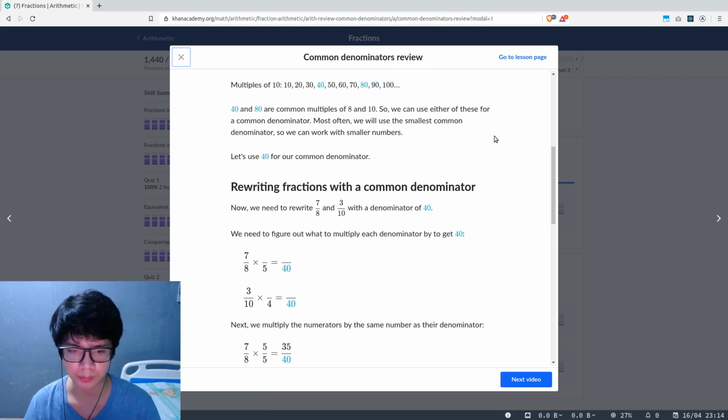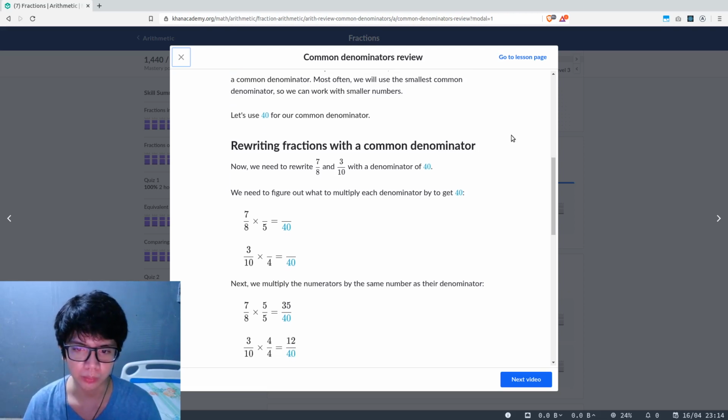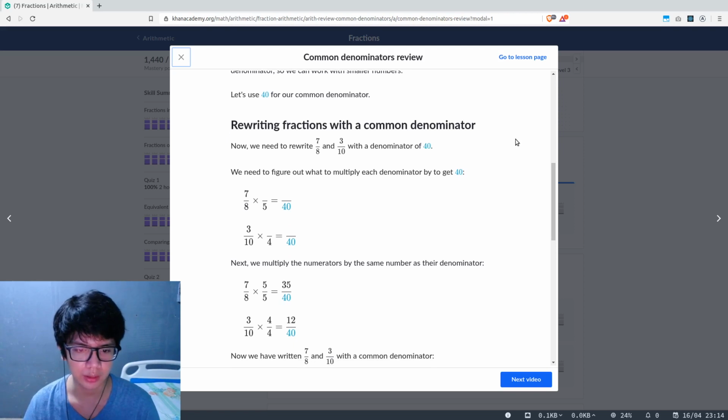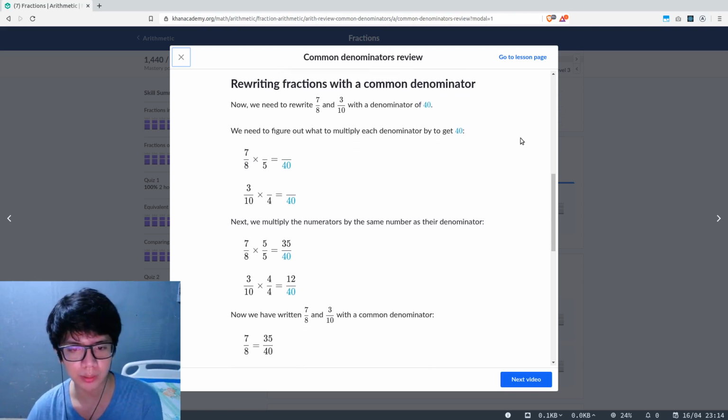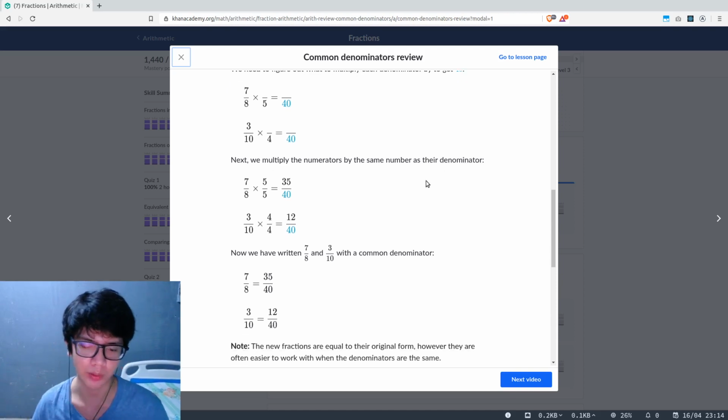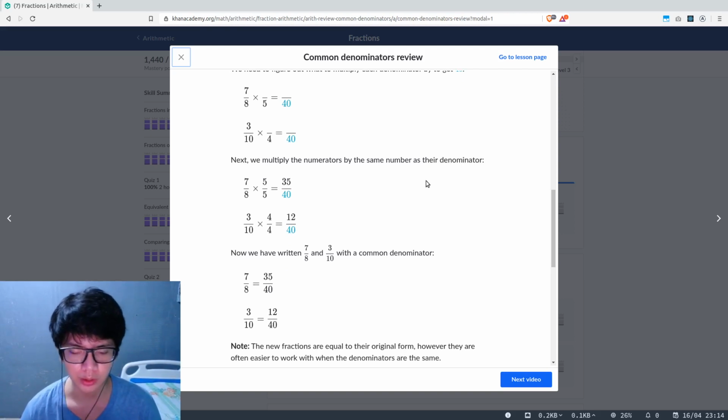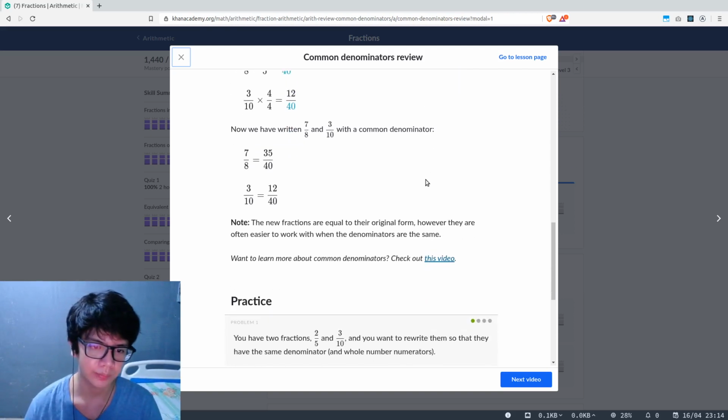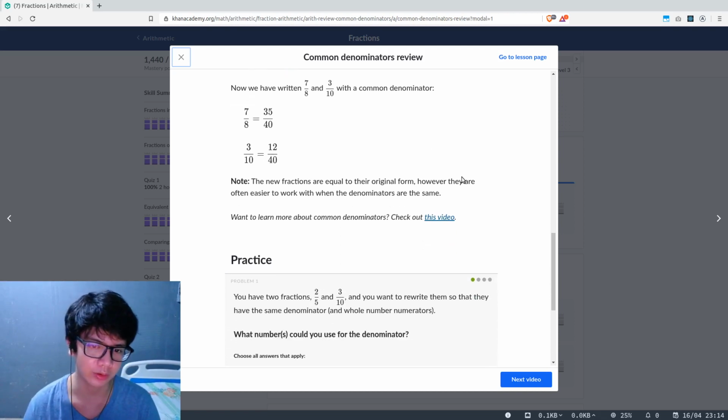Writing fractions with a common denominator. Now, we need to write 7/8 and 3/10 with a denominator of 40. We need to figure out what to multiply each denominator by to get 40. 8 times 5 is 40, and 10 times 4 is 40. Now we multiply the numerators by the same numbers as their denominators, so it's going to be 35 and 12. Now we write 7/8 and 3/10 with a common denominator: 35/40 and 12/40. Note, the new fractions are equal to their original form. However, they're easier to work with because the denominators are the same.